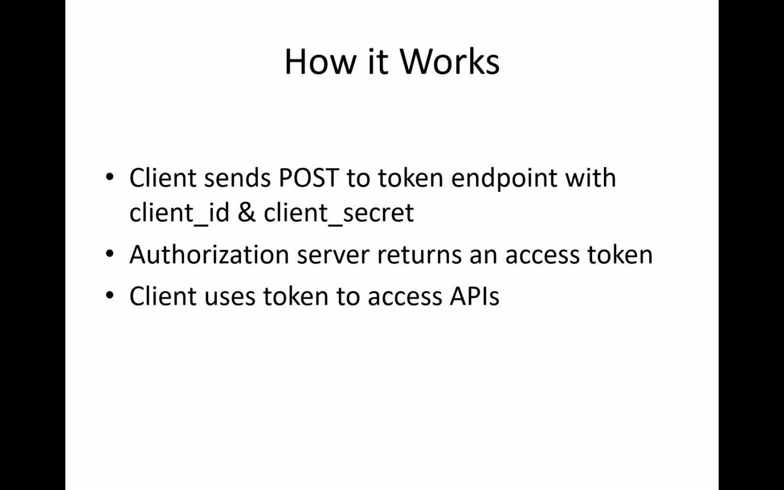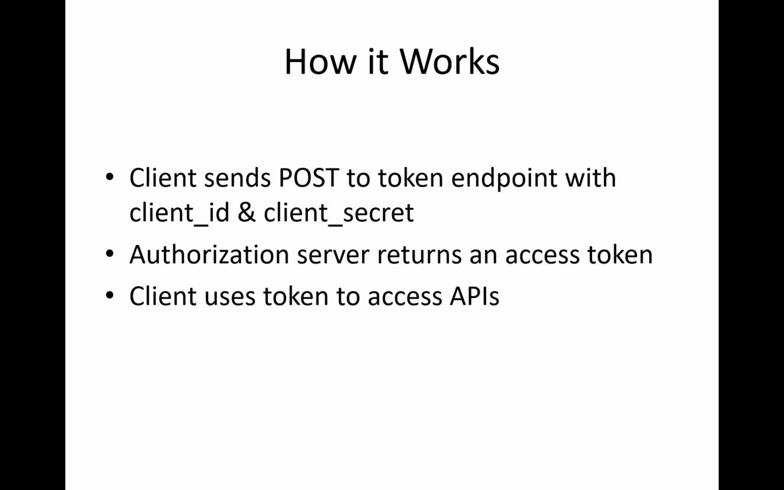Let's walk through how the Client Credentials Grant actually works. Step 1. The client sends a POST request to the authorization server's token endpoint. It includes its client ID, client secret, and sets the grant type to client credentials. Step 2. The authorization server authenticates the client. If the credentials are valid, it issues an access token, usually a JWT or an opaque bearer token.